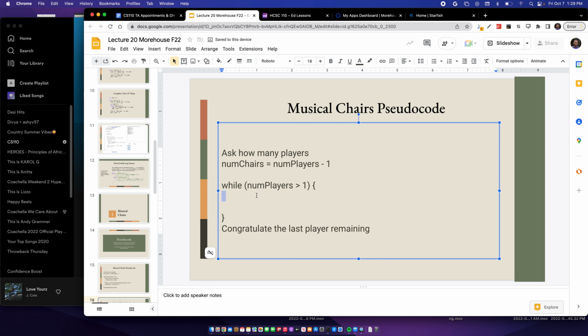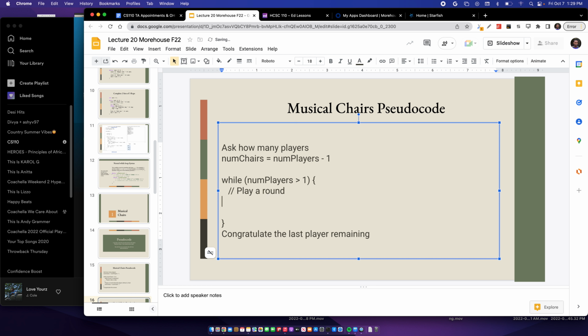Because at this point, we know that there's only 1 player left, and so we'd congratulate them. So here, while num players is greater than 1, so this is kind of like we're going to play each round, play a round. So what goes on in a round of musical chairs? Okay, and in what condition do we want to walk around? Yeah, so in here we would say like while music is playing.